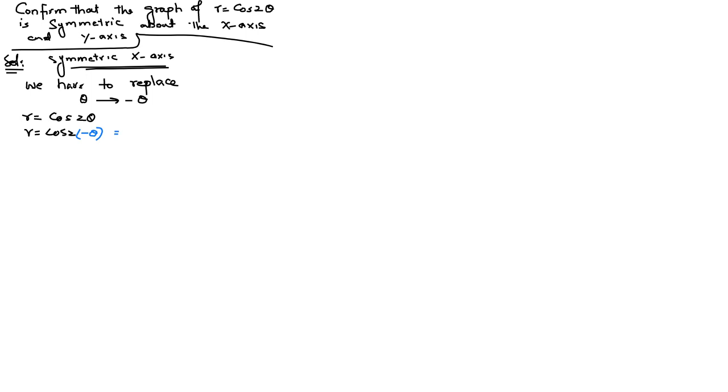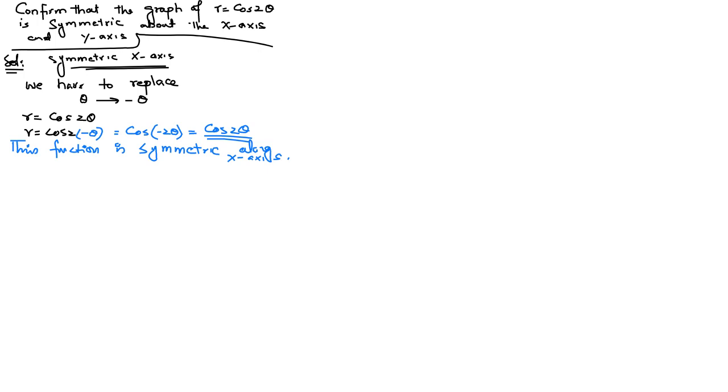Okay, so if I solve this one, that will give me cosine of minus 2 theta, and you know cosine is an even function, the negative sign will be removed. So this is equal to cosine of 2 theta. Cosine of 2 theta is similar, so you can say that this function is symmetric along x-axis.